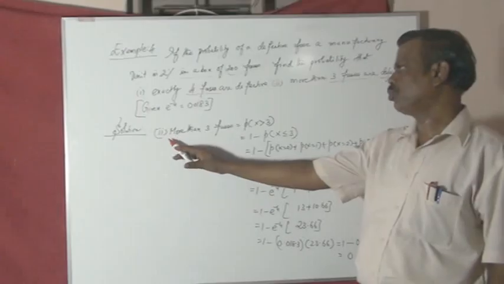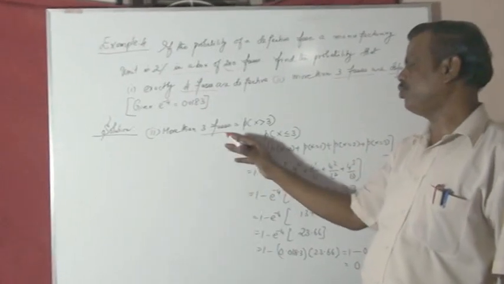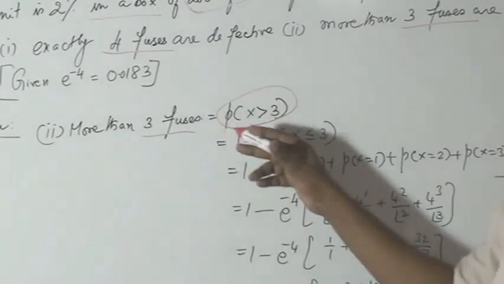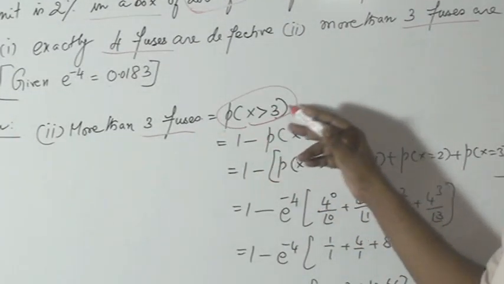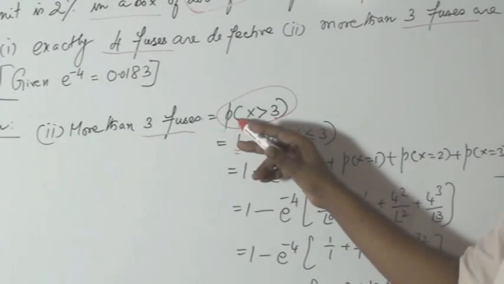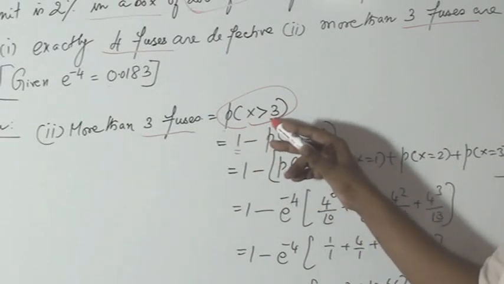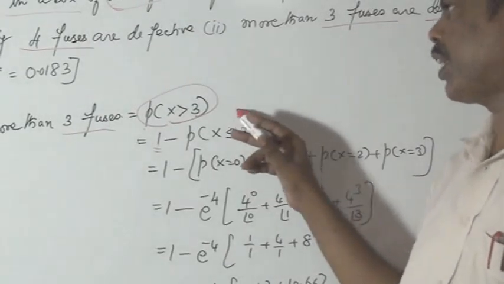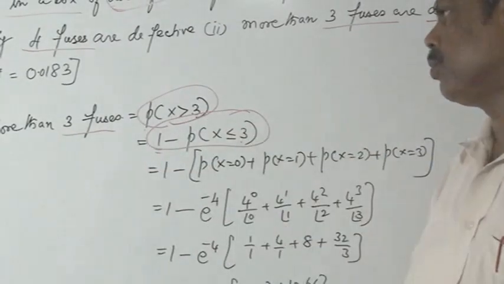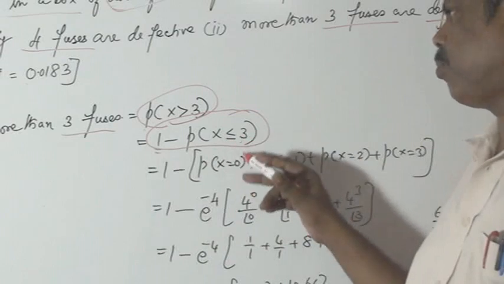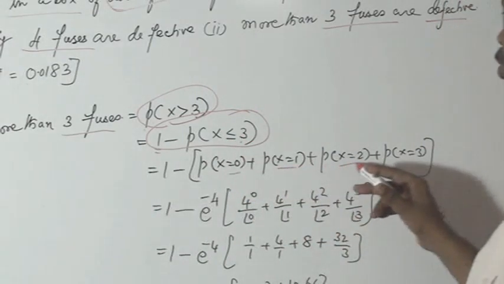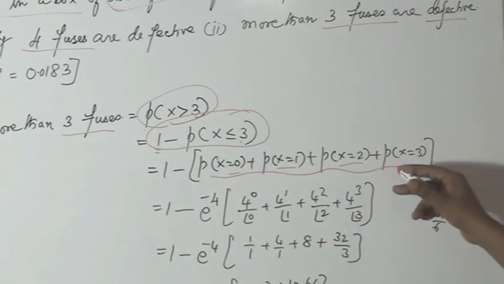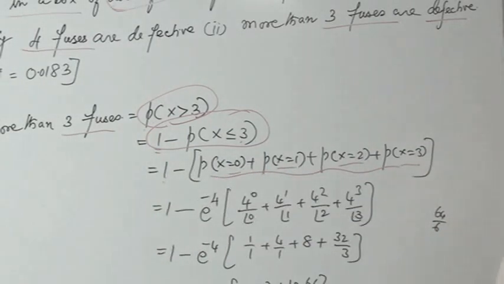Question number 2. More than 3 fuses you have to calculate. That is probability x is greater than 3. So the total probability is 1. So what is opposite to x greater than 3? That is P of x is less than or equal to 3. So you have to subtract from the total probability value 1. So P of x less than or equal to 3 means 0, 1, 2, 3. So you have to calculate the 4 probability values and subtract from the total probability.